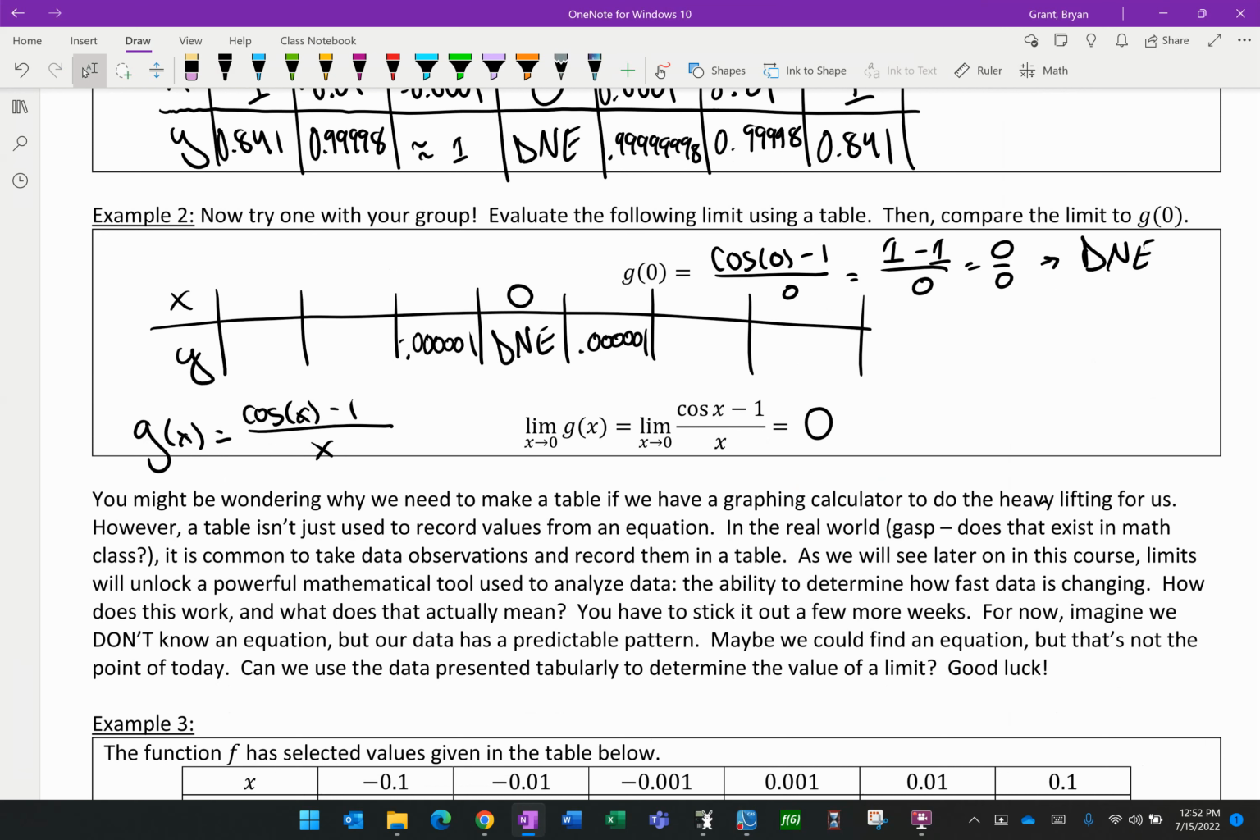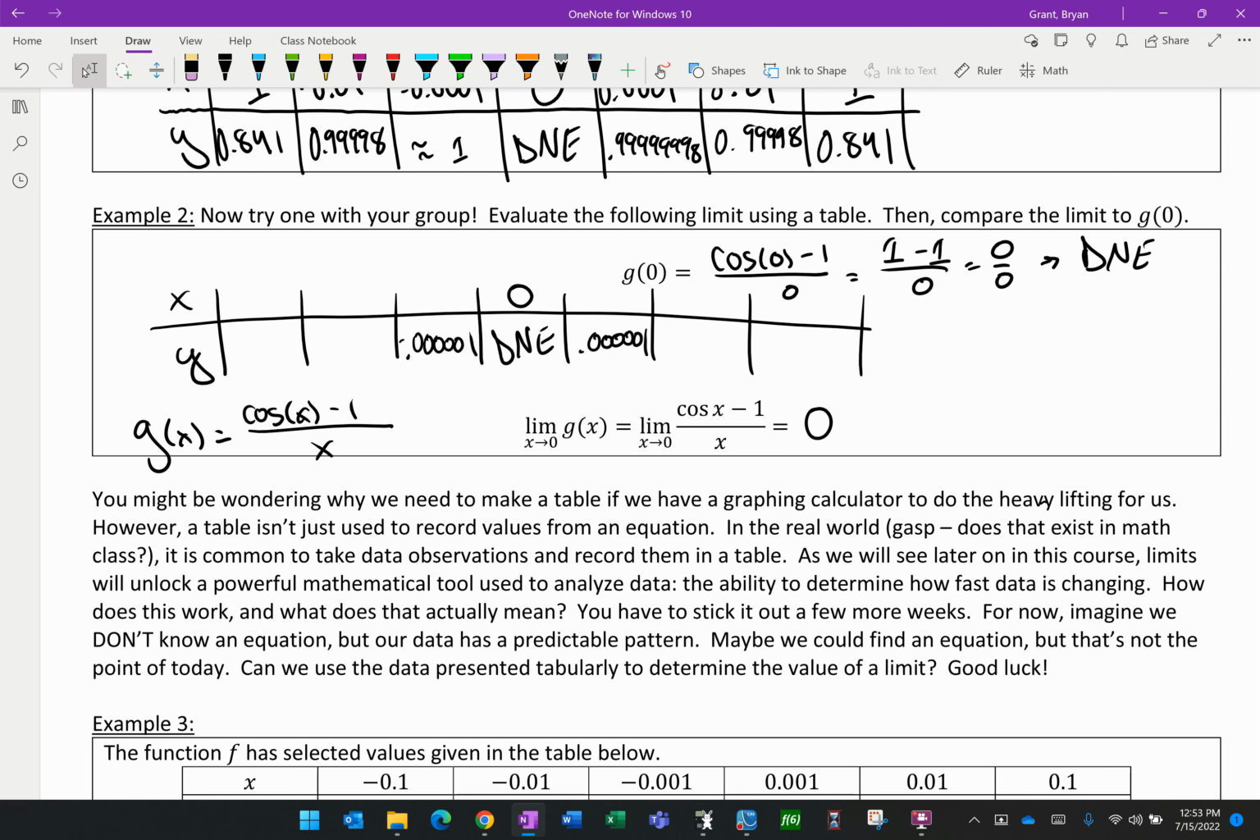The reason is because we are practicing the skill of reading a table. Because, shockingly, in the real world, and math does actually exist in the real world, a table isn't just used to record values from an equation like we did on the last two. It's actually very common to take data observations just out in the real world, real life, and record those answers in a table. And as we're going to see later on in this course, limits will unlock a super powerful mathematical tool that's used to analyze data, the ability to determine how fast the data is changing. How does this work and what does that actually mean? You'd have to stick around for a few more weeks.